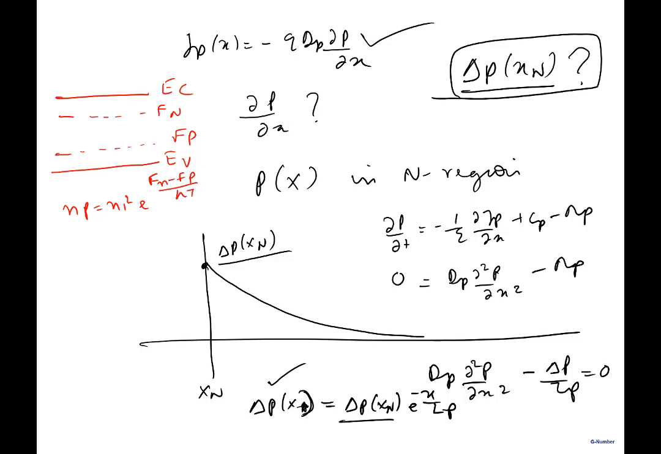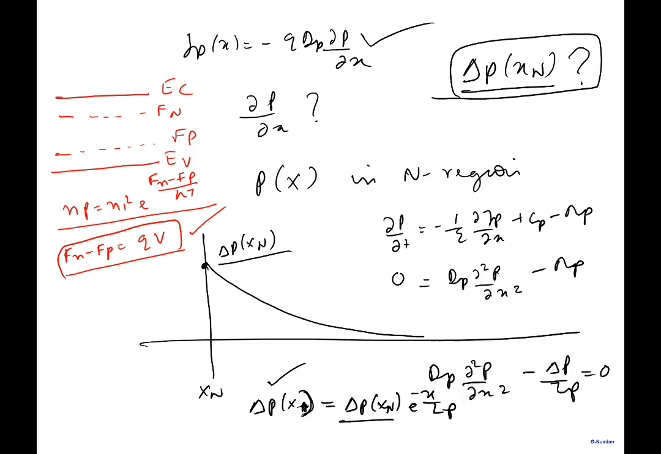Just from definition, what is n? n equal to ni e to the power Fn minus Ei by kT. And p likewise, so from the definition you show np equal to ni square e to the power Fn minus Fp by kT. Now I will show you in the next lecture, we don't have time, that Fn minus Fp is nothing but equal to qV. This I have to show. In fact, all of you know how to draw the band diagrams. If you draw the band diagram under forward bias, you will begin to see that Fn minus Fp is equal to qV.